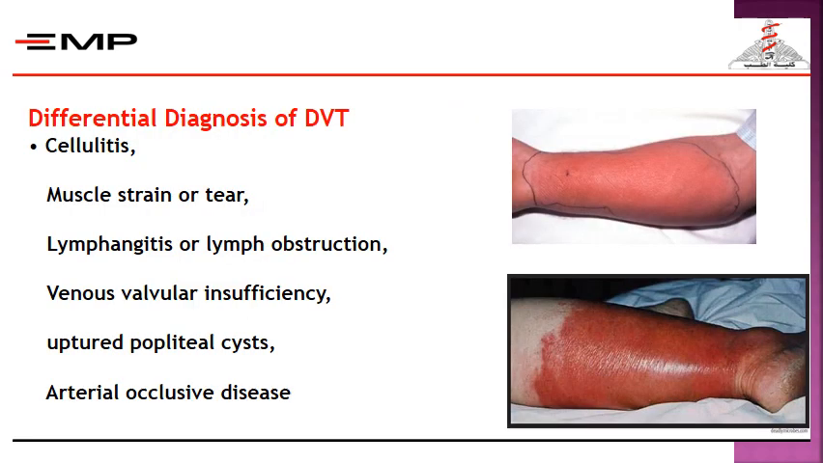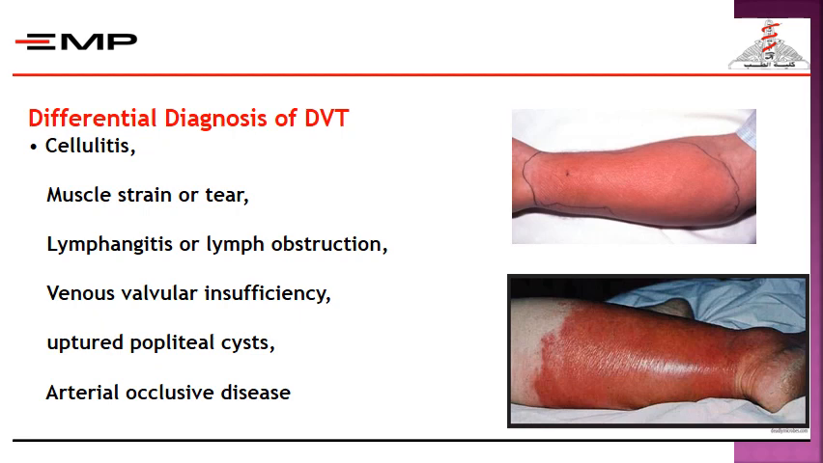What is the differential diagnosis? If we find a patient like the previous one, what are we going to think about him? We may think about cellulitis infection, as you see in this picture. This is a cellulitis and not a DVT. Why? Because there is a line of demarcation and evidence of inflammation is present.